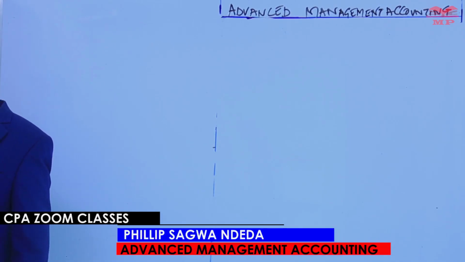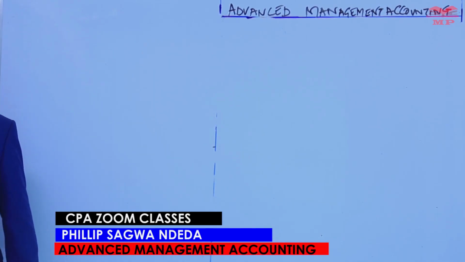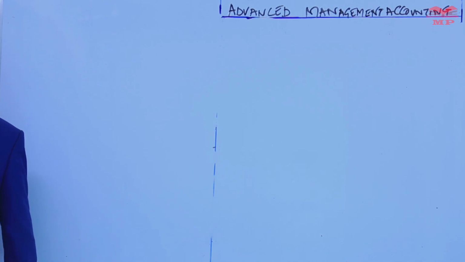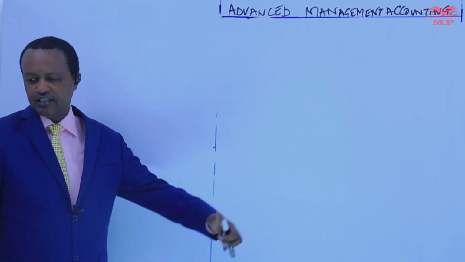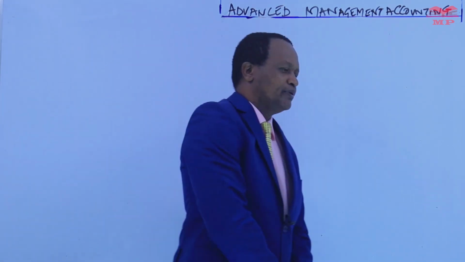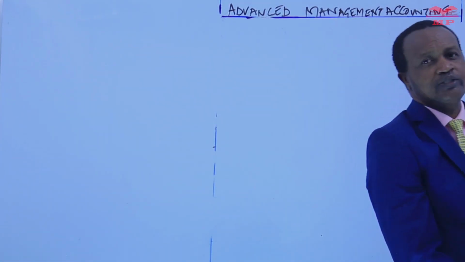Application of marginal costing. Application of marginal costing, in bracket we have non-routine decisions, limiting factor analysis. So the key thing there is limiting factor analysis, but using marginal costing.